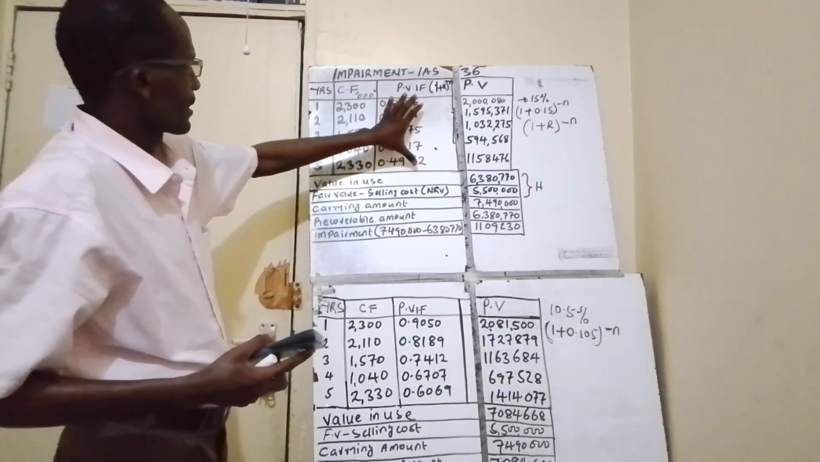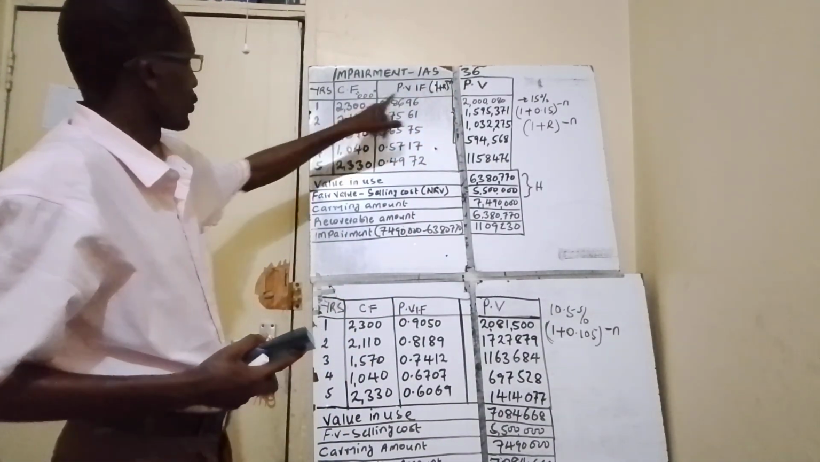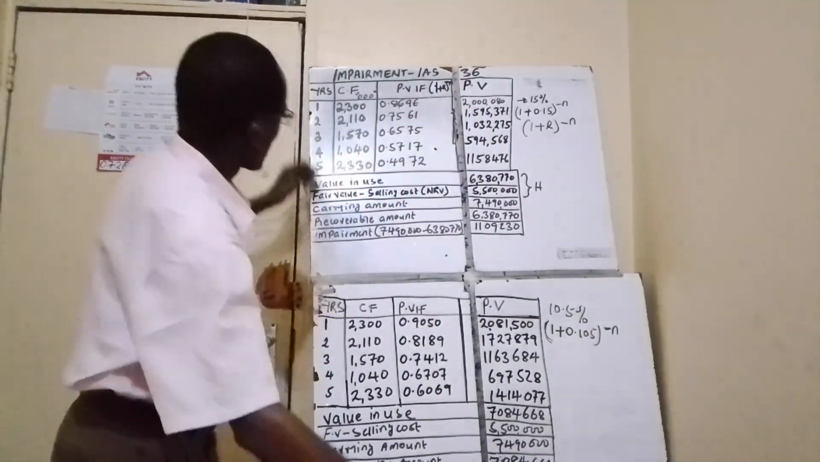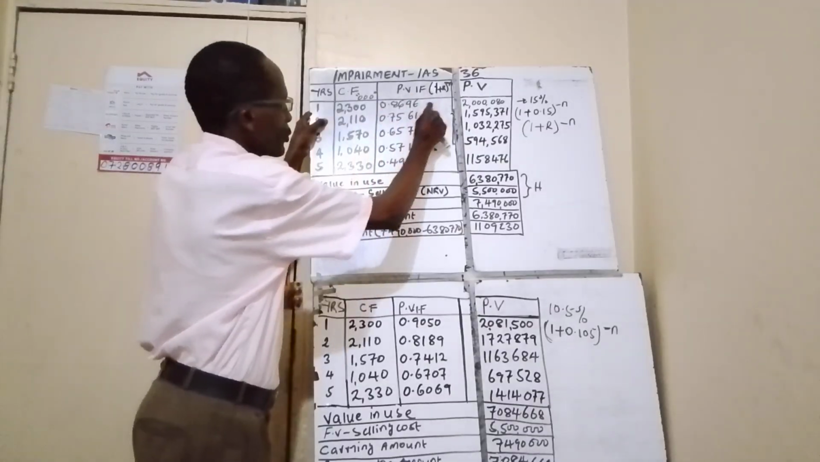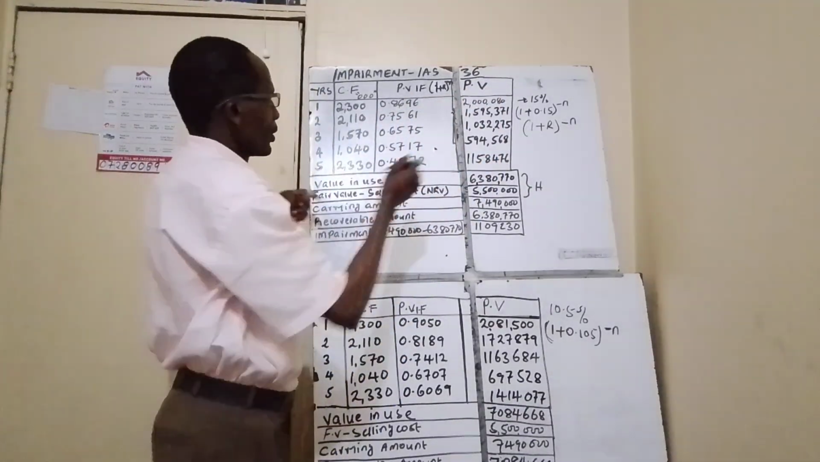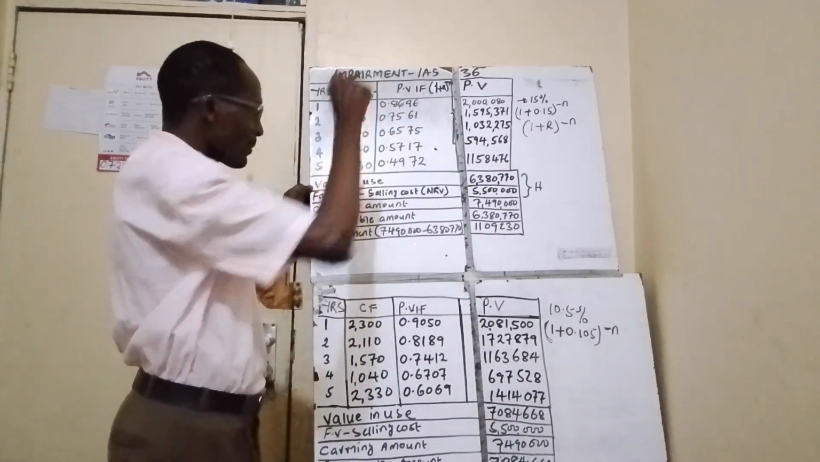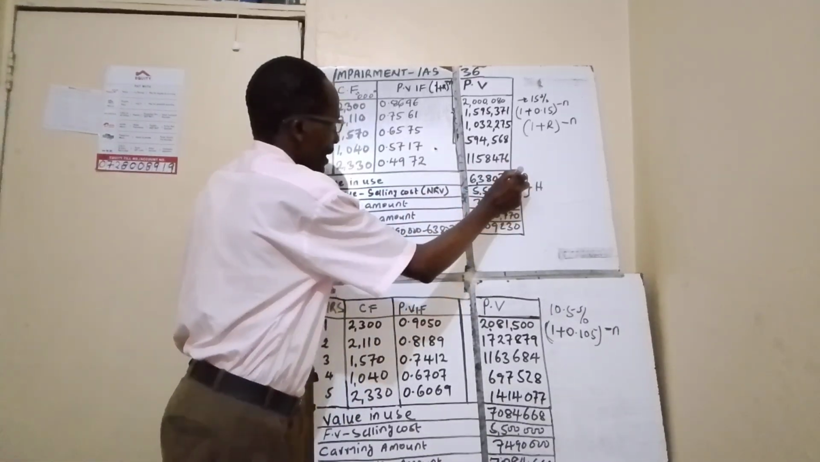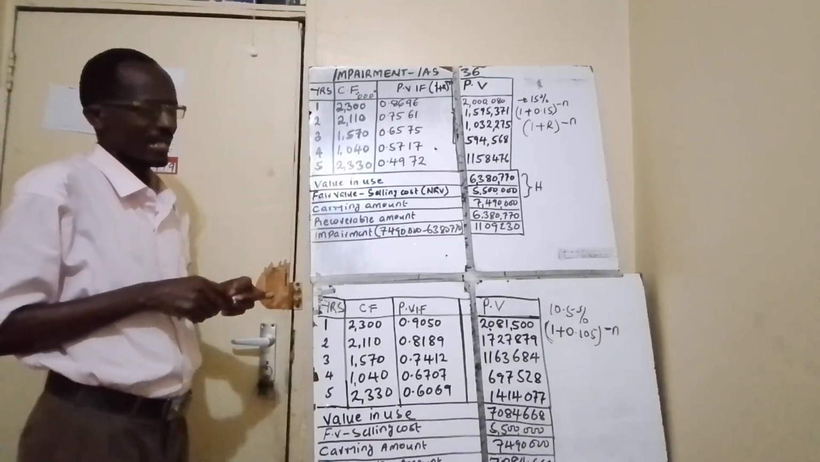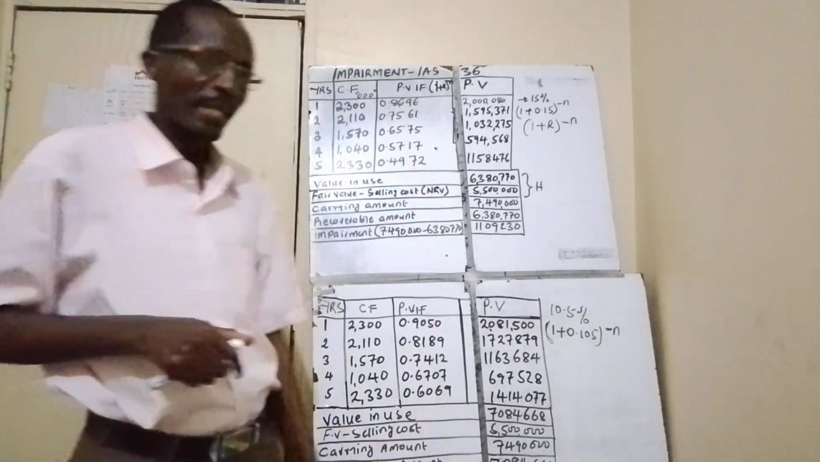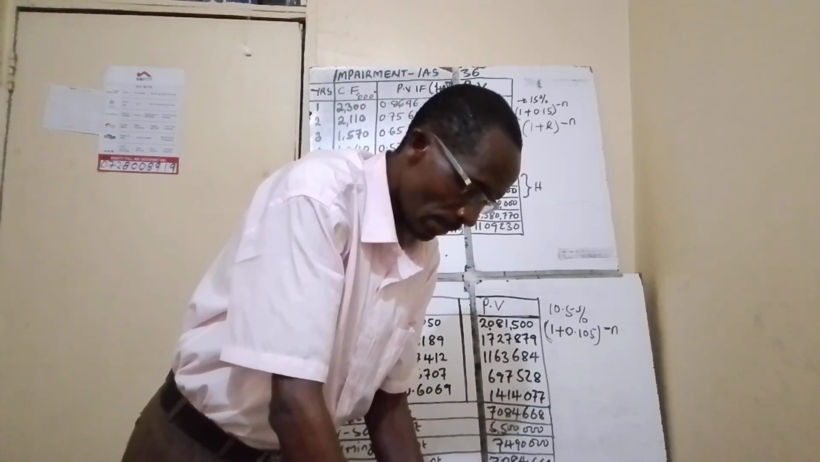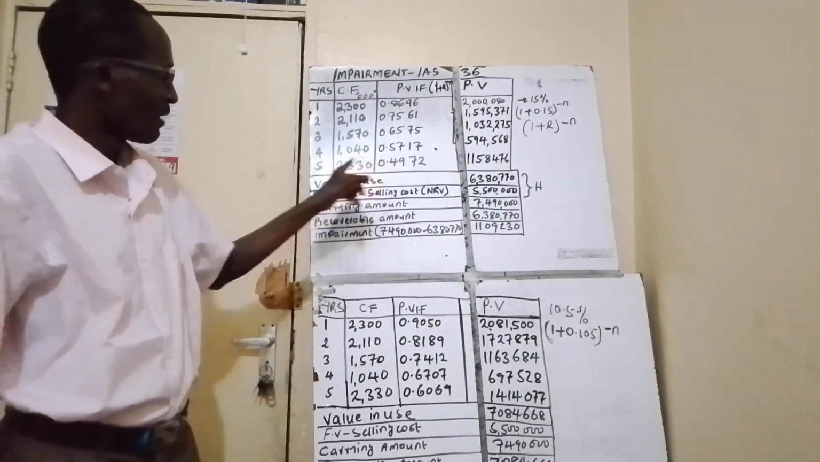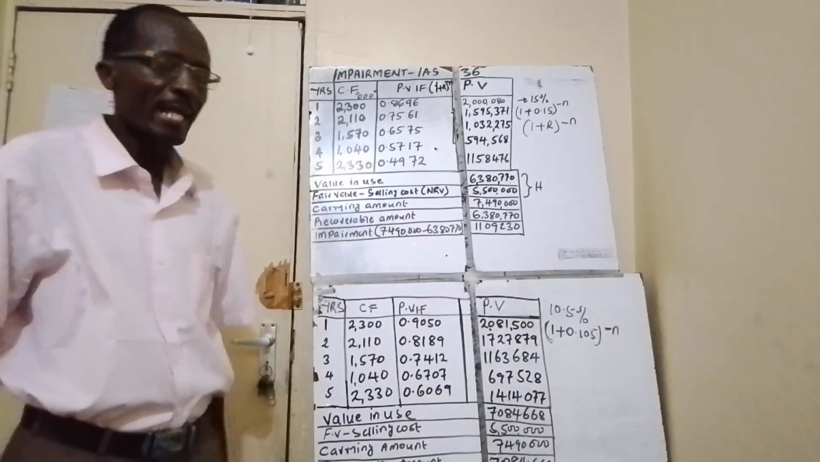So once you get this, multiply cash flows by present value interest factors, you get present values here. So just multiply column 1 by column 2, you get present values. Then add them together. If you sum them together, the total present values will give you value in use. Now, value in use, you can say that figure is your recoverable amount. Because recoverable amount means compare the value in use with the net realizable value.